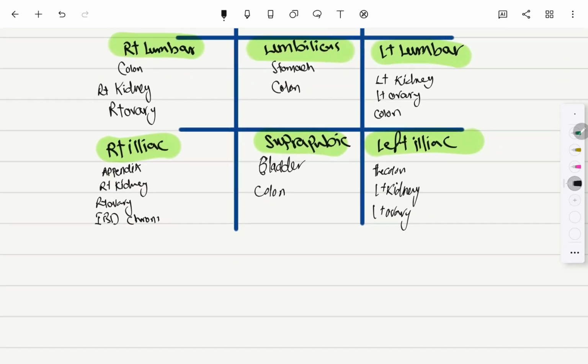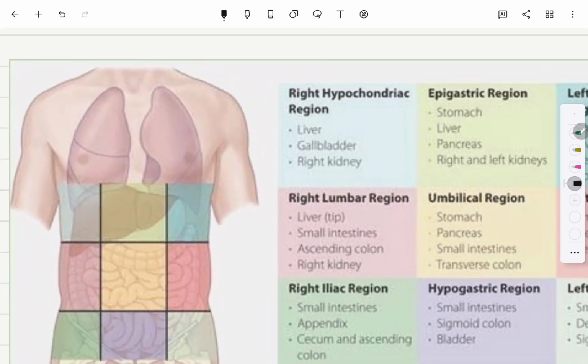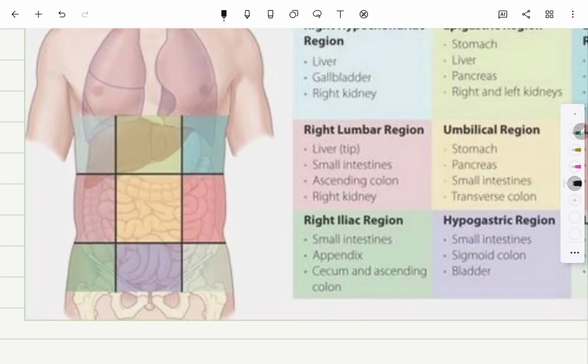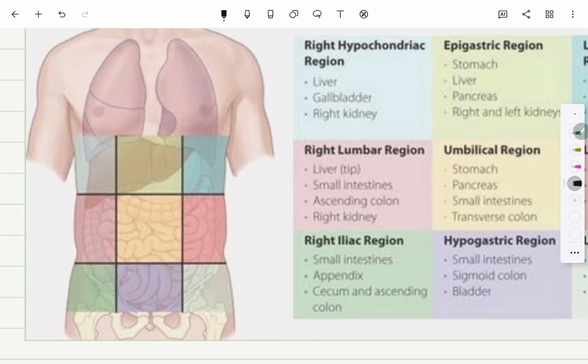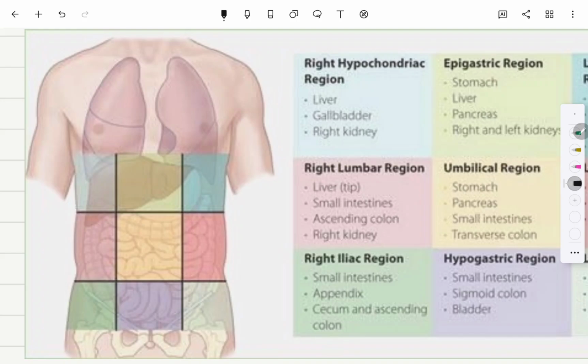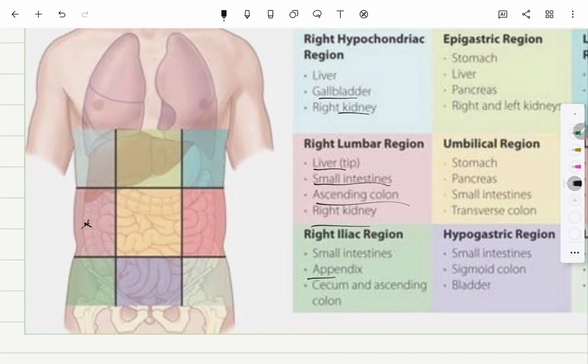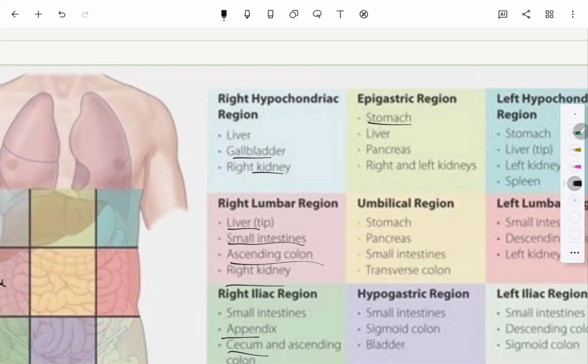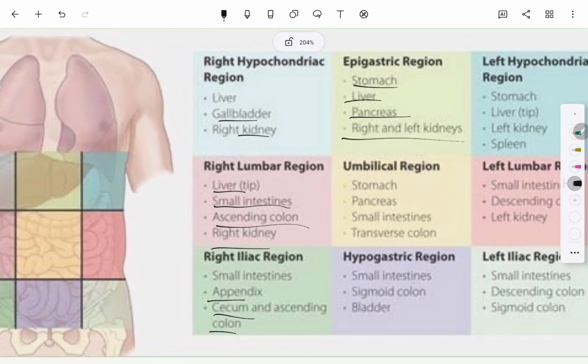Okay, if we look at this picture, we divided the abdomen as I told you before. Here there is liver, right hypochondrium: liver, gallbladder, and right kidney. The right lumbar region, which is here, will have liver, small intestine, ascending colon, and right kidney. The right iliac will be appendix, cecum, small intestine. Epigastric area will be stomach, liver, pancreas, and right and left kidneys. Umbilical area will be the stomach, pancreas, the intestine and the transverse colon.